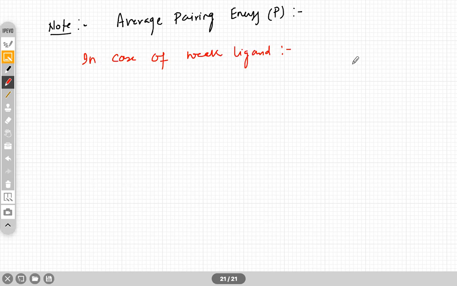It is the energy required for the pairing of electrons in the same orbital. Okay, so in case of weak ligand, what happens? The delta O, the energy gap that you have between the t2g and eg orbital, is lesser than the pairing energy. And that's why pairing takes place over there, right? And follows Hund's rule. But when the ligand is strong, the relation is this. Delta O is greater than P, the average pairing energy. And that's why it does not follow Hund's rule. Okay? This relation also they have asked many times in the exam.